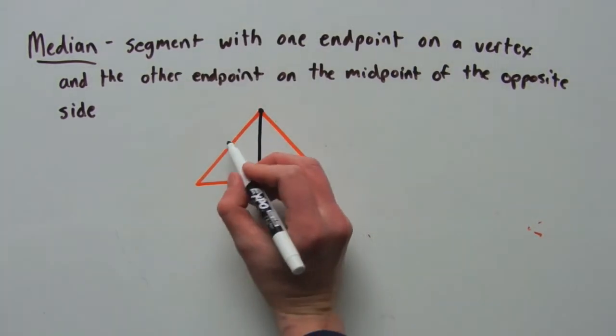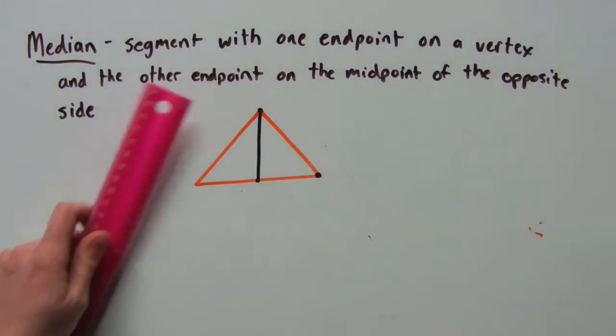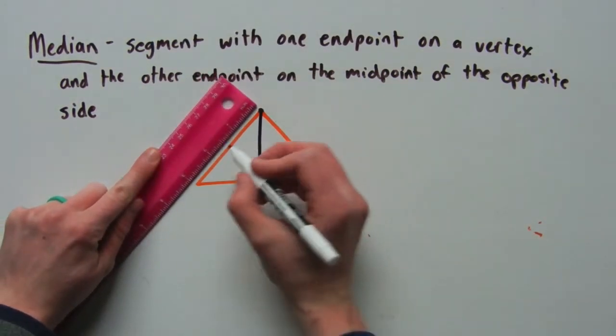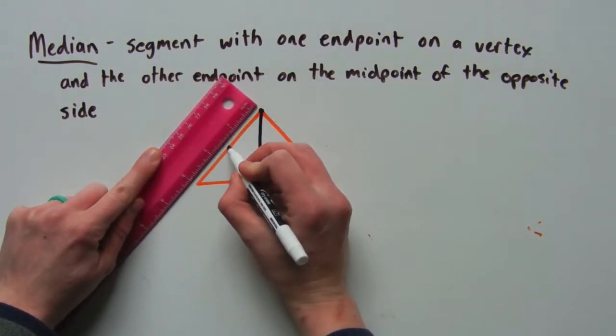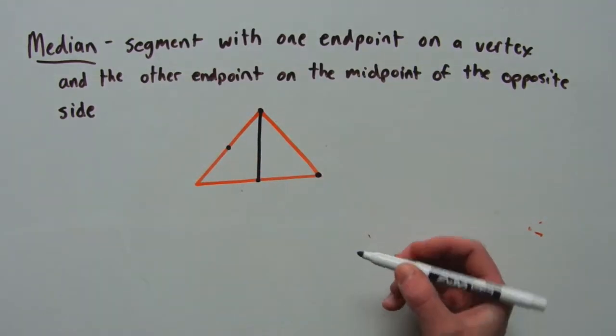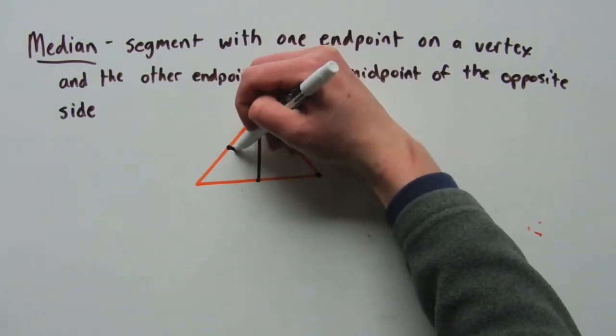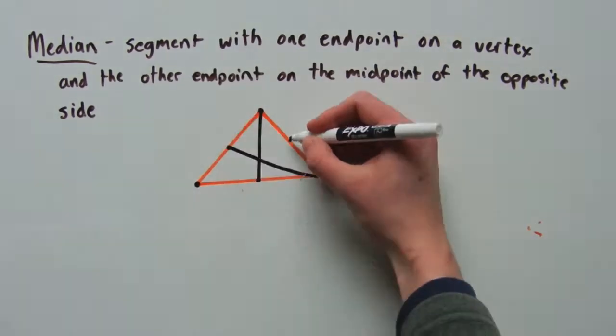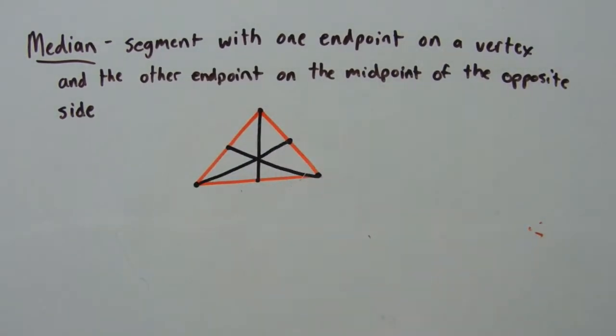Vertex, opposite side, find the midpoint. Now, connect the endpoints. And that is the third median. So a triangle will have three medians. And just like a triangle has a point of circumcenter, a point of incenter, it will have a point of concurrency for a median that's called the centroid.